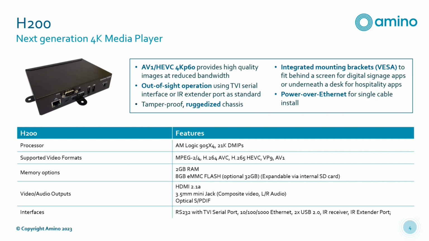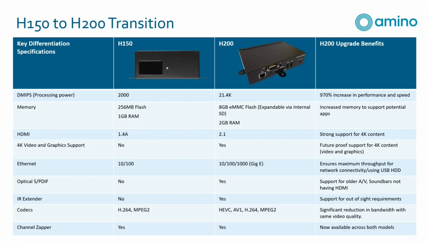And then it has a gig port and 2 USB ports. It also has an IR receiver and IR extender port, again going for being able to hide the device and still being able to control it, so the IR extender is very important in that. For those of you who may be on a previous version of our hardware, we'll do a quick comparison between the H150, which was our previous generation, and now you can see where we've gone with the H200.